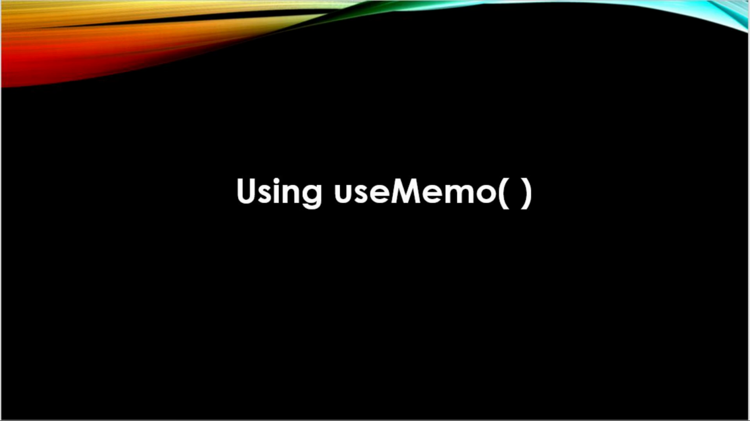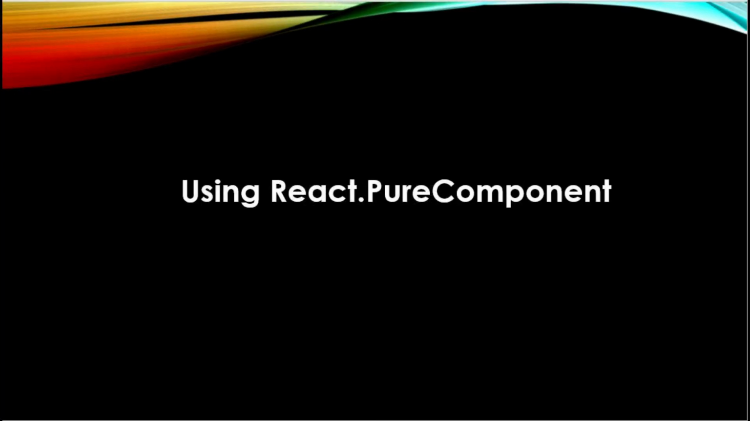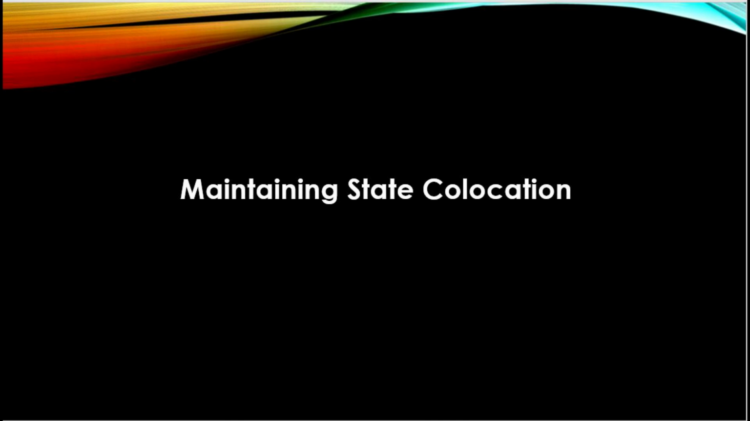By using useMemo, the CPU expensive functions get called only when it is needed. Next one, using React.PureComponent. It is the base component class that checks state and props of a component to know whether the component should be updated. Instead of using the simple React.Component, we can use React.PureComponent to reduce the unnecessary re-renders of a component.